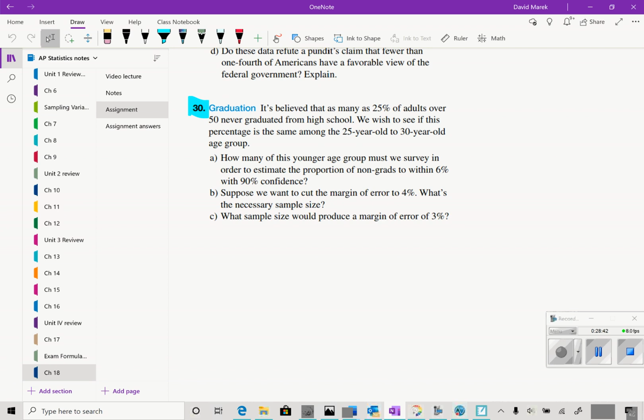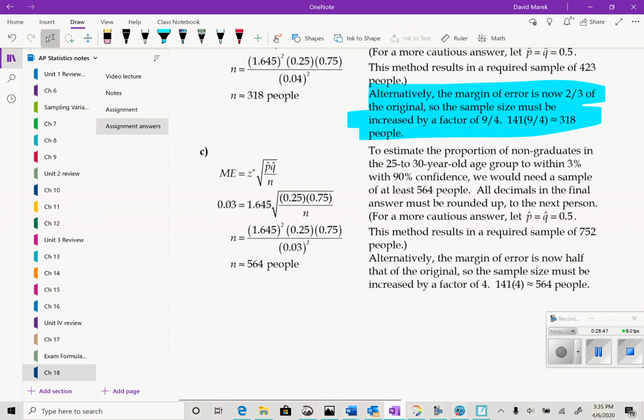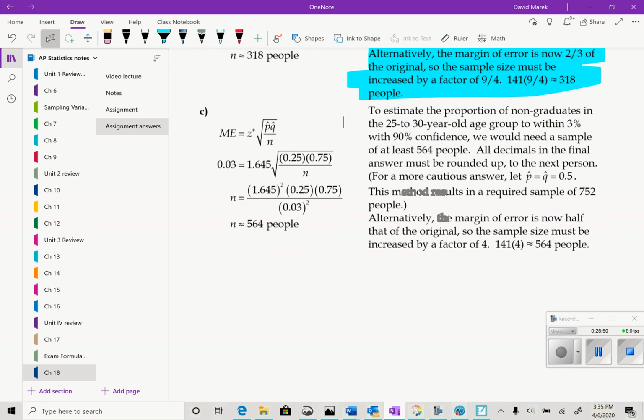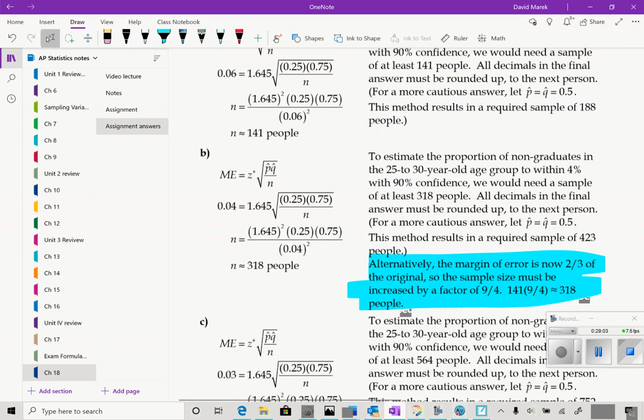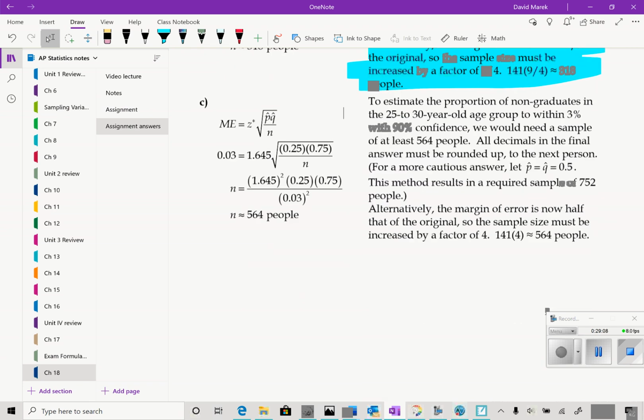And one more time, sample size get down to a margin of error of only 3%. Again, do the same voodoo. 564. So if we're reducing the margin of error and keeping everything else the same, we have to increase the sample size. Okay, so hopefully you can see the pattern there going from 141 to 318 to 564. Okay, hopefully that clears things up.